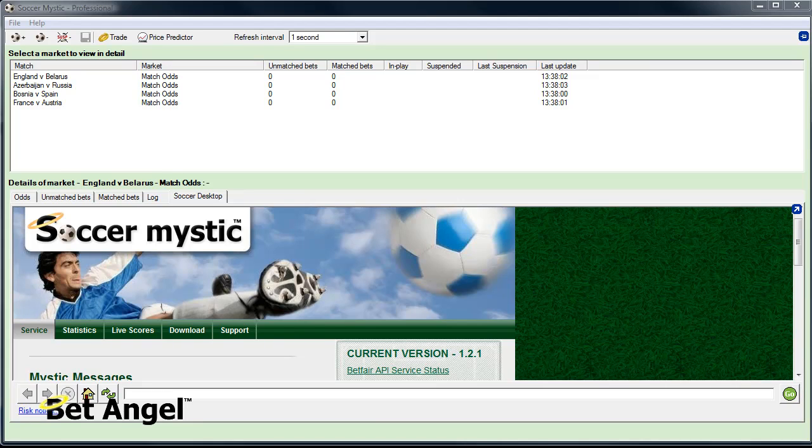In this video I'd like to show you when you should and shouldn't use Soccer Mystic. The way that Soccer Mystic works is it goes off and gathers information on individual matches, correlates all of that data together, and then makes a prediction from there. We've had to strike a balance between ease of use and the complexity of the data that sits behind it.